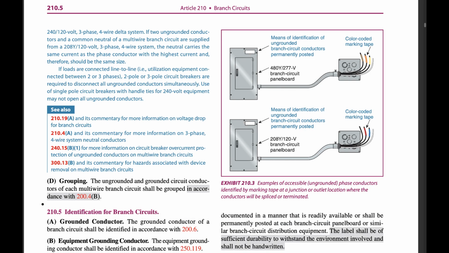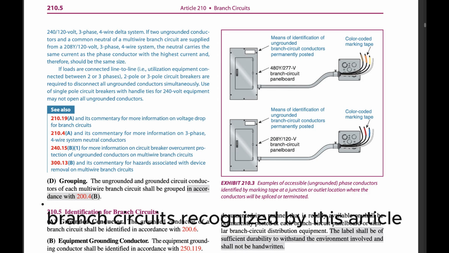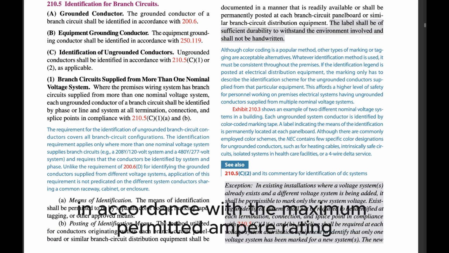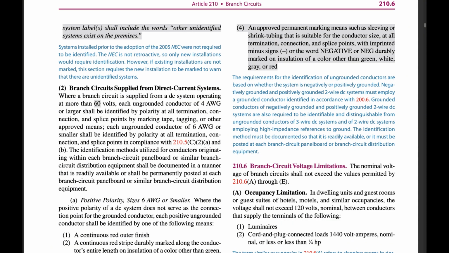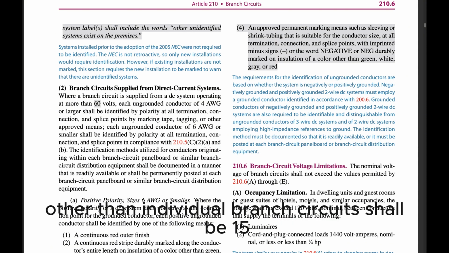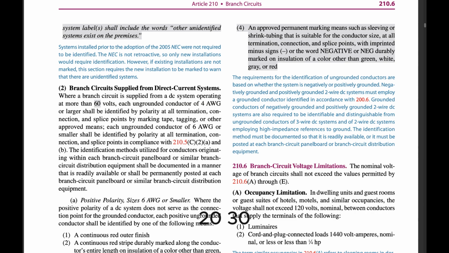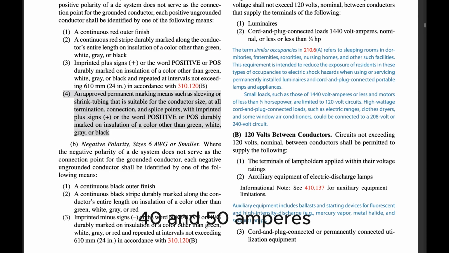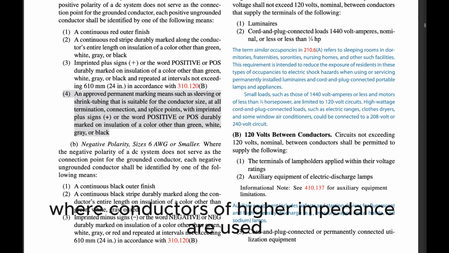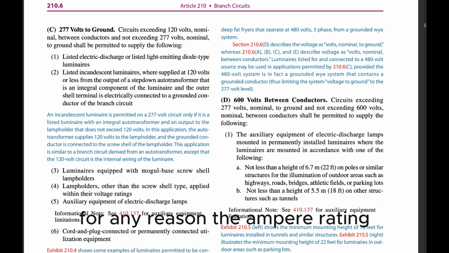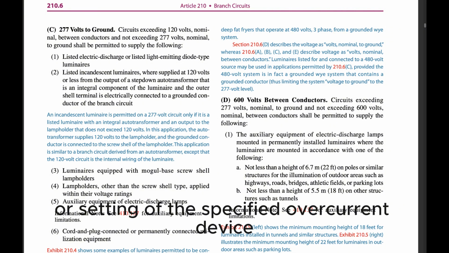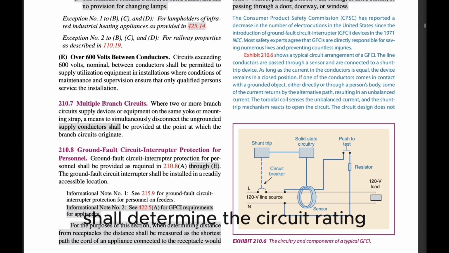210.18 Rating. Branch circuits recognized by this article shall be rated in accordance with the maximum permitted ampere rating or setting of the overcurrent device. The rating for other than individual branch circuits shall be 15, 20, 30, 40, and 50 amperes. Where conductors of higher ampacity are used for any reason, the ampere rating or setting of the specified overcurrent device shall determine the circuit rating.